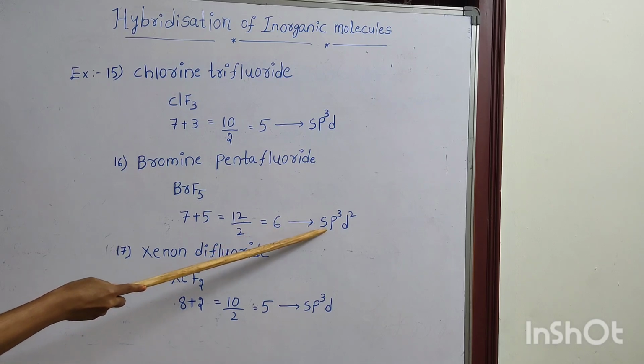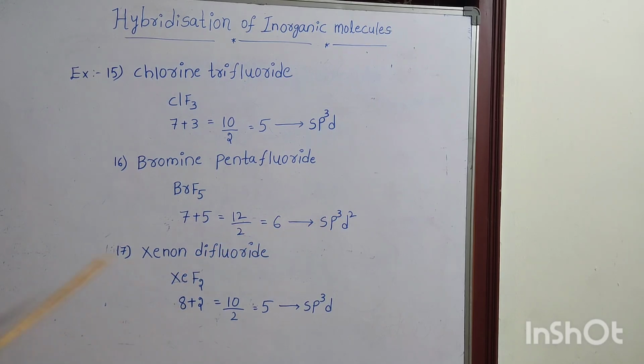That means sp3d2 hybridization. Next example, xenon difluoride, XeF2. Xenon is an 8A group element or 0 group element. So valency is 8 plus 2 fluorine atoms. 8 plus 2, 10. Divided by 2, we get the quotient 5. So sp3d hybridization.